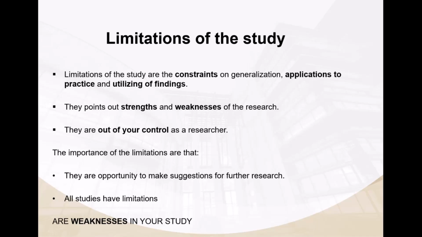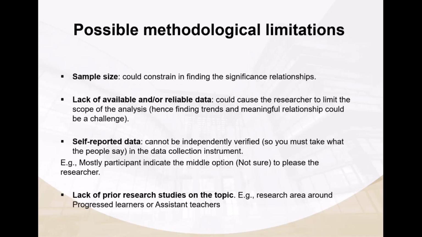It's a pleasure. Well, there are possible methodological limitations, all right? It could be an issue of sample size. It could also be a limitation. It could constrain findings and the significance of relationships, and also lack of available or reliable data could cause the researcher to limit the scope of the analysis. If, for example, you don't have enough data, you're not able to get more data from a participant, it could also be a limitation.